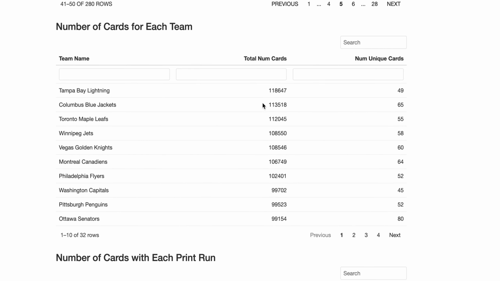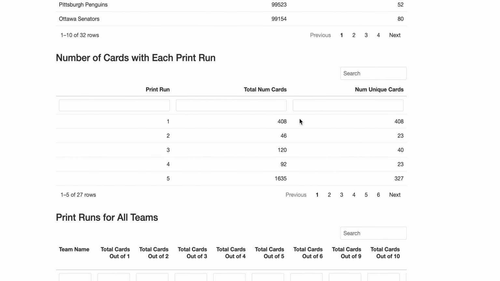Now, total number for each team. We already went over this in the distribution of probability. So I'm only going to show you the top 10 there. Number of cards per team for the master checklist. Now, 1-of-1s. Remember I said they're kind of rare?